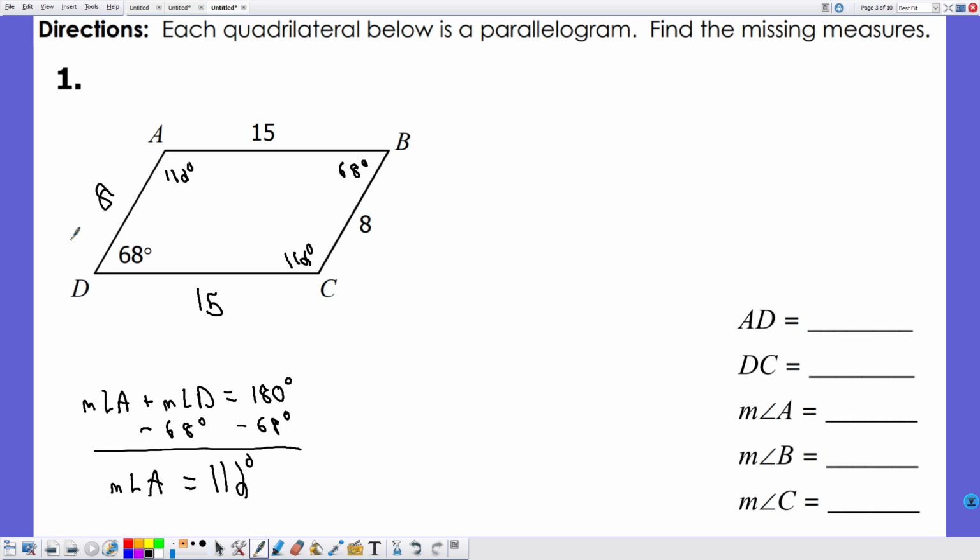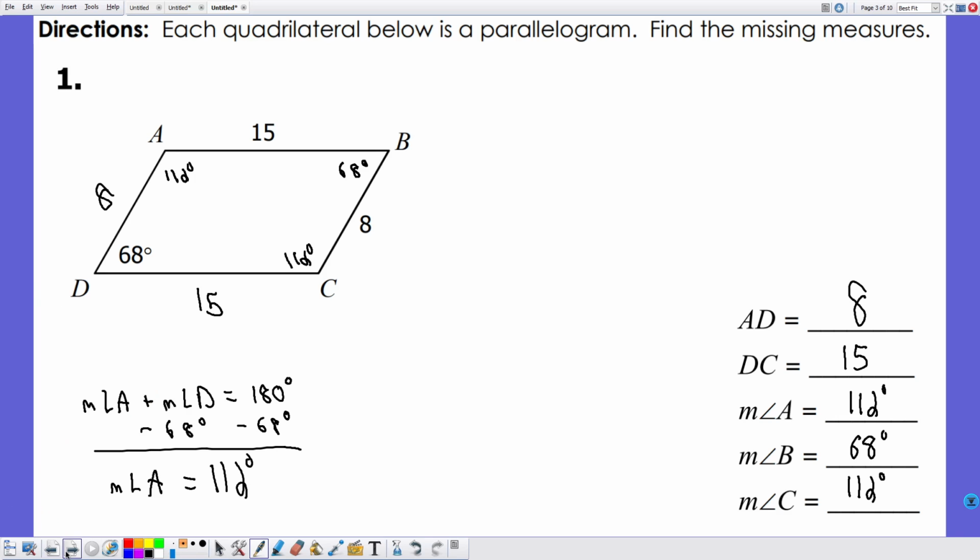And I think that's all we really need to find. Yeah, AD we found is 8. DC is 15. Angle A is 112. Angle B is 68 degrees. And angle C is 112 degrees. So that's just a quick example of how to use these properties.